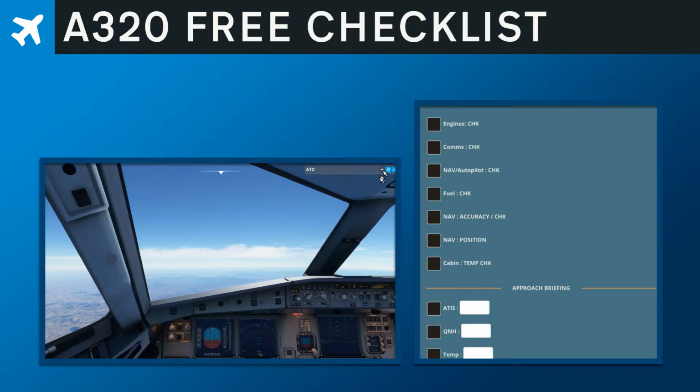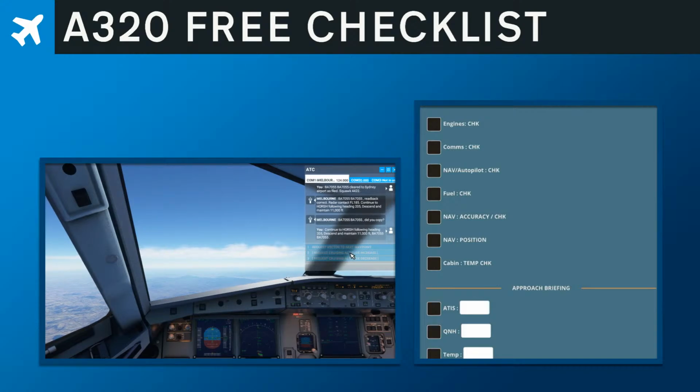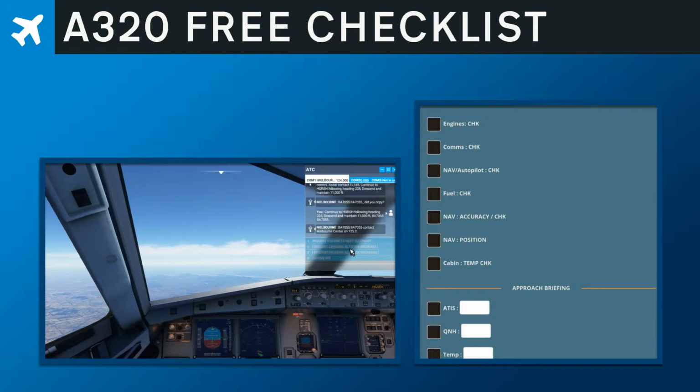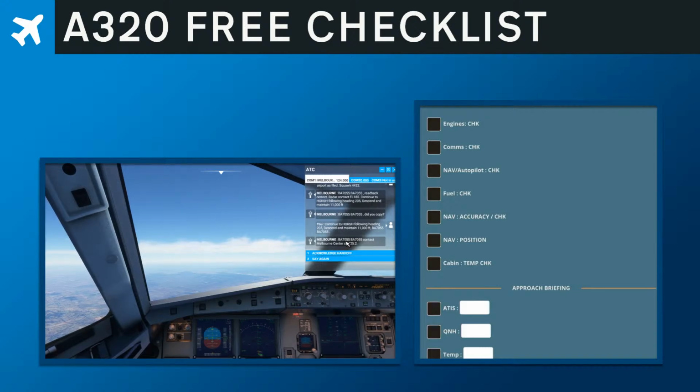BA 7055, did you copy? So we acknowledge that. Continue to HORSH then turning in following heading 205, descend and maintain 11,000 feet. BA 7055, Bravo Alpha 7055. Right, so when we get a chance, contact Melbourne Centre on 125.2. 125.2, BA 7055, Bravo Alpha 7055.